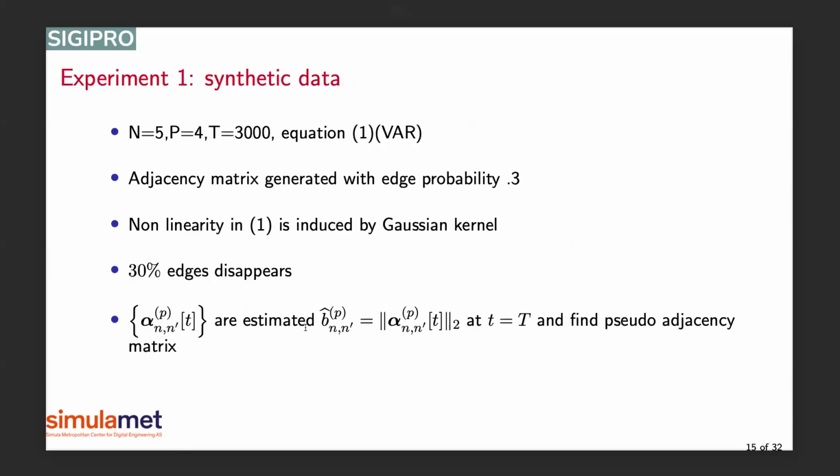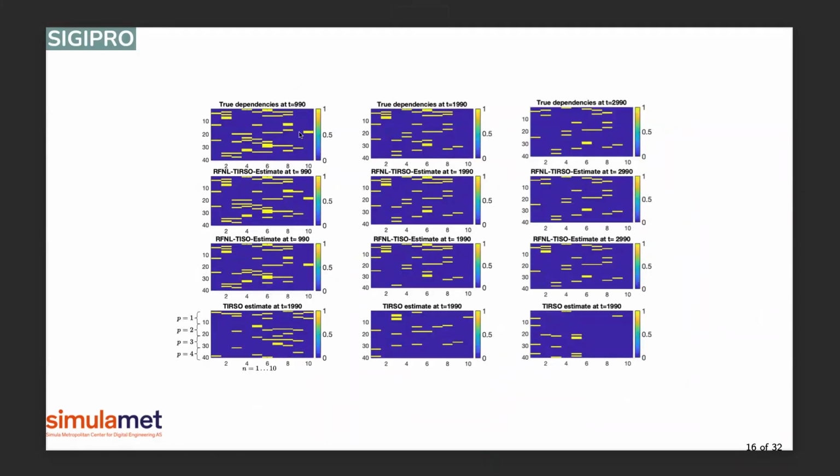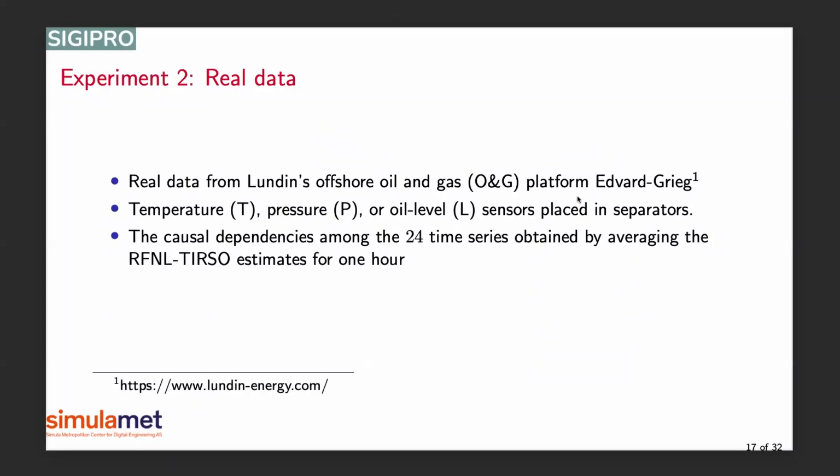Now, in the experimental section, we generate data with a nonlinear VAR model with edge probability of 0.3. In order to visualize, we take the norm of the dependency vector. At every 1,000 timestamps, the topology changes, and we can see our method was able to estimate the topology quite well. In the real data, we use the oil and gas plant data as explained. There are 24 sensors sampled at 5 seconds per sample.